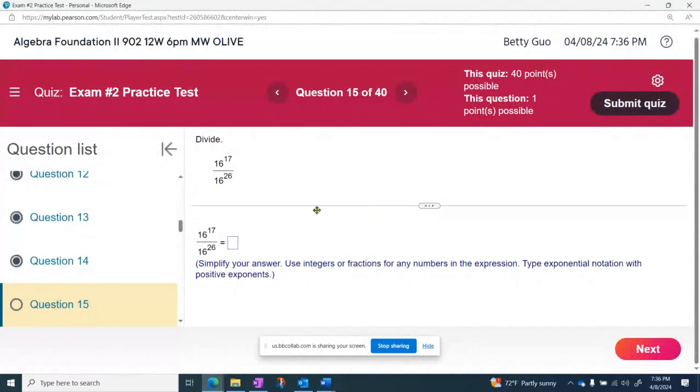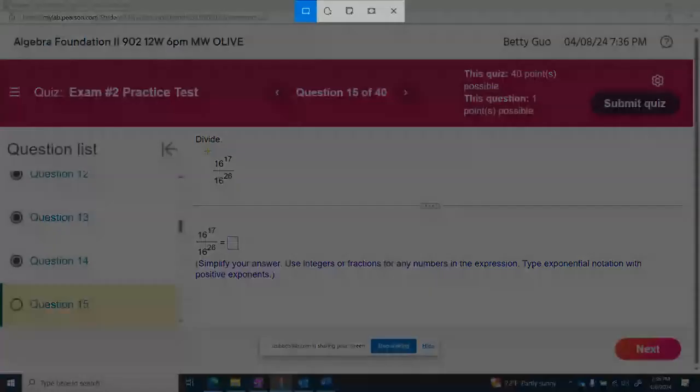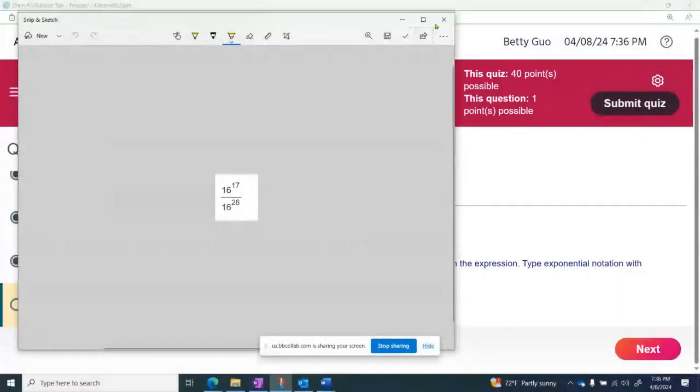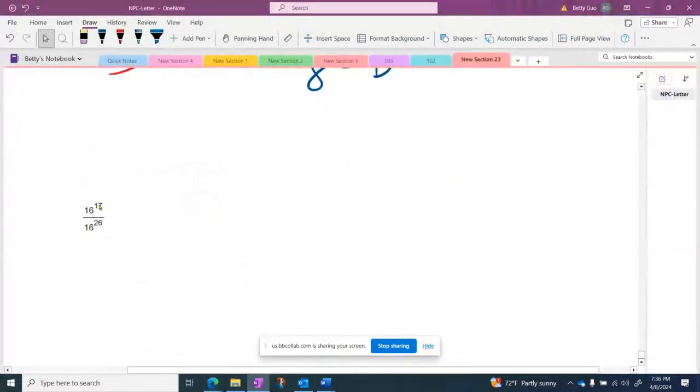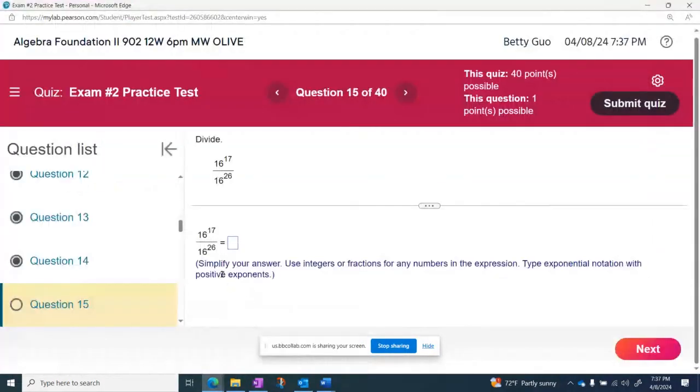Simplify. Divide. Okay, basically simplify. Since it's numbers, we would have to evaluate. We are looking at a quotient of two. Let me do that on my note. And do not forget to read the information. Do not assume. Figure out. Read the information. Simplify your answer. Use integers or fractions for any numbers in the expression. Type exponential notation with positive exponents.